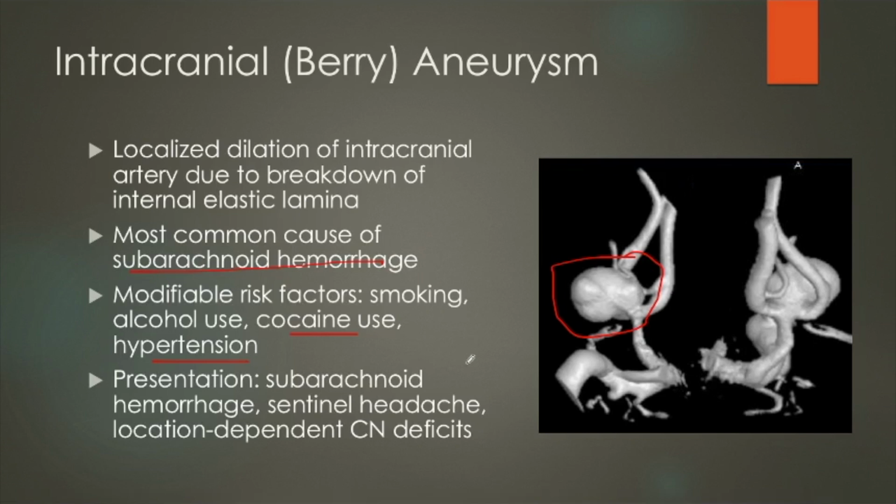Berry aneurysms present with subarachnoid hemorrhage, which we'll discuss in a bit, as well as sentinel headaches, which can warn of impending hemorrhage, and also with location-dependent cranial nerve deficits before there's hemorrhage.